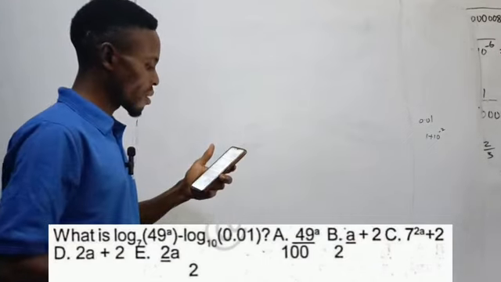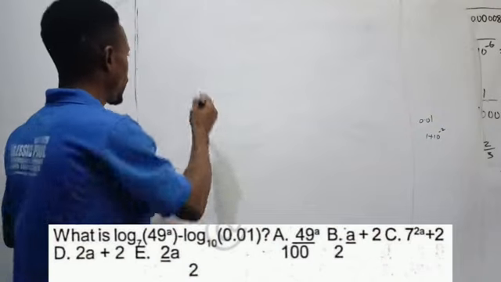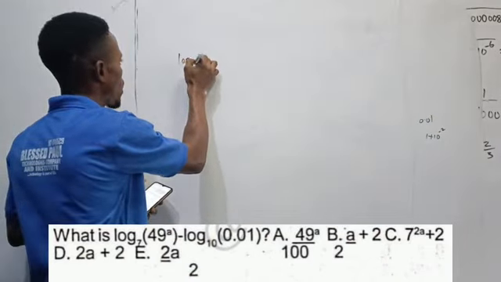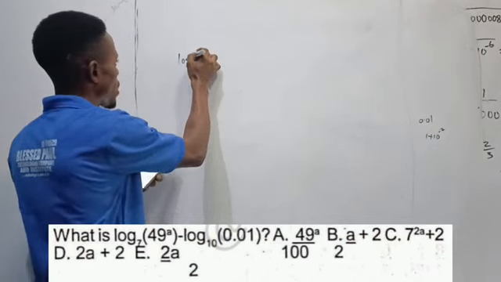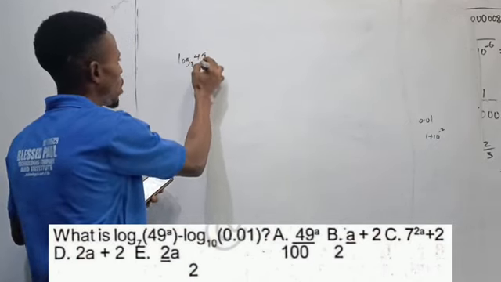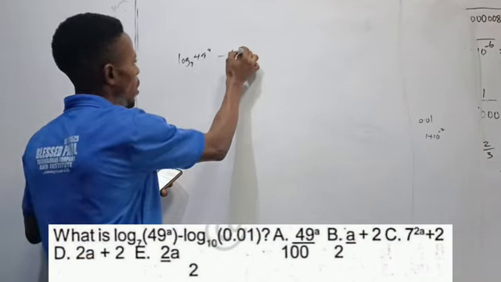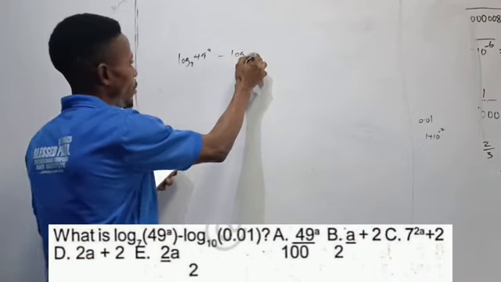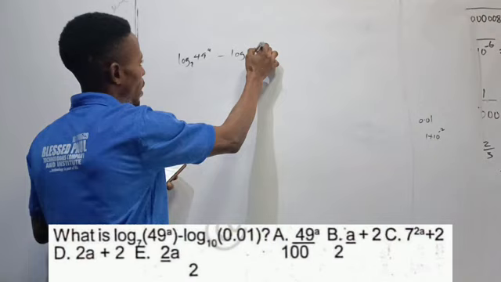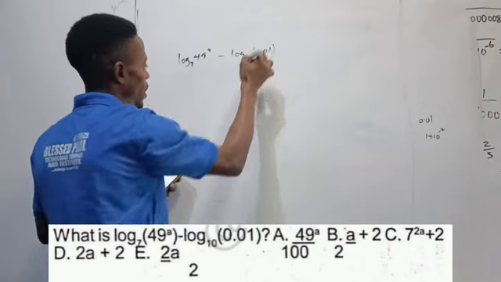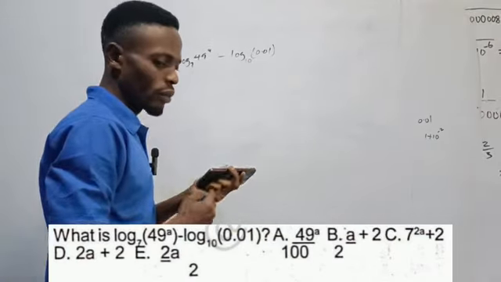So the question is, what is log base 7 of 49, that is log of base 7, 49, minus log base 10 of (0.01)? So we want to find the value of this.